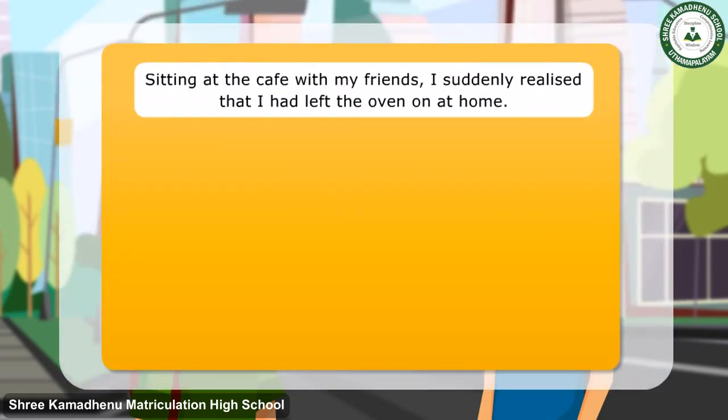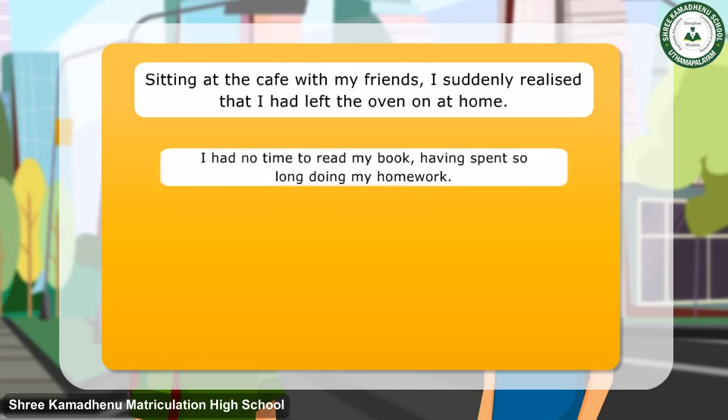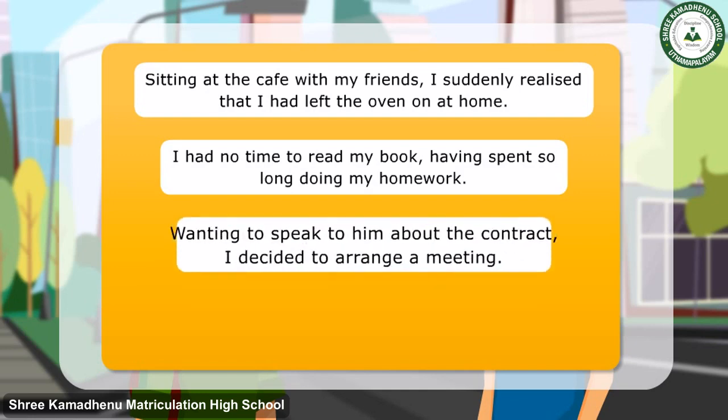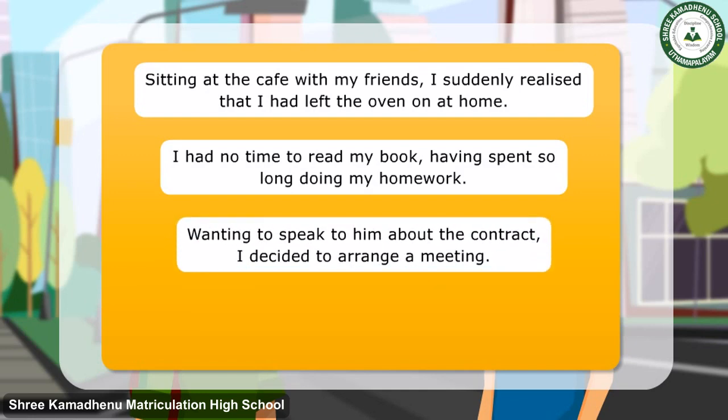Sitting at the cafe with my friends, I suddenly realized that I had left the oven on at home. I had no time to read my book, having spent so long doing my homework. Wanting to speak to him about the contract, I decided to arrange a meeting.